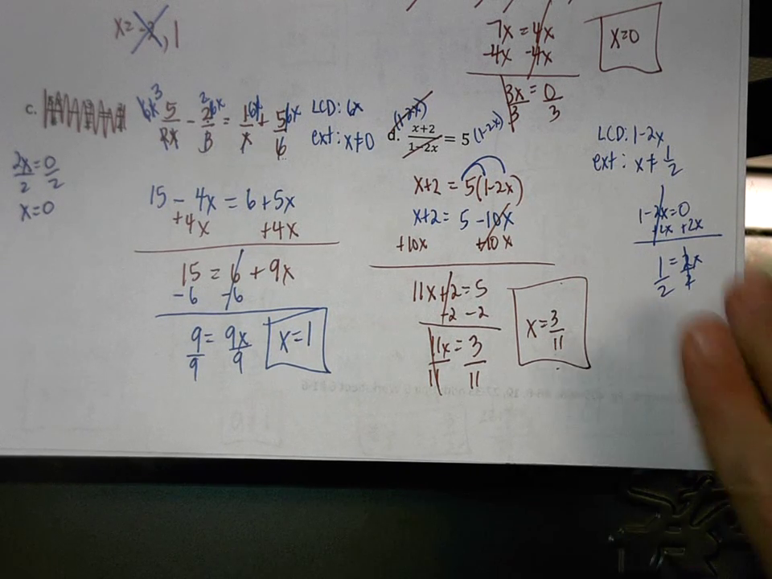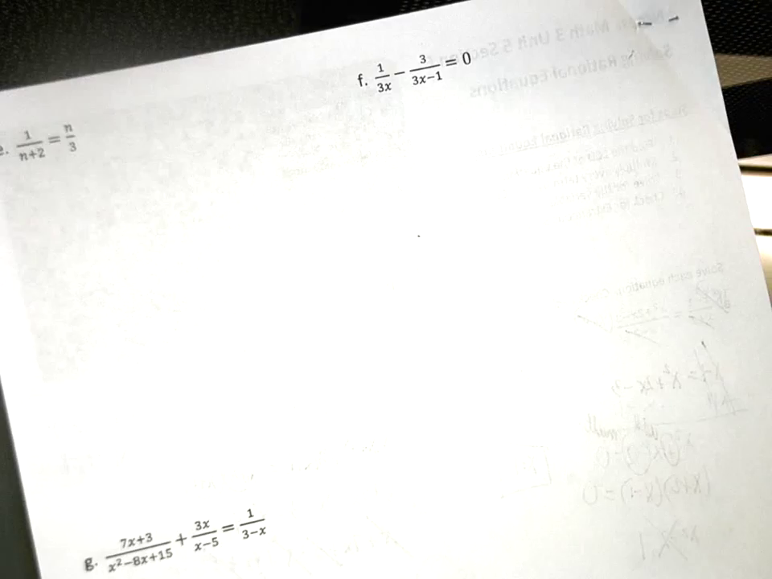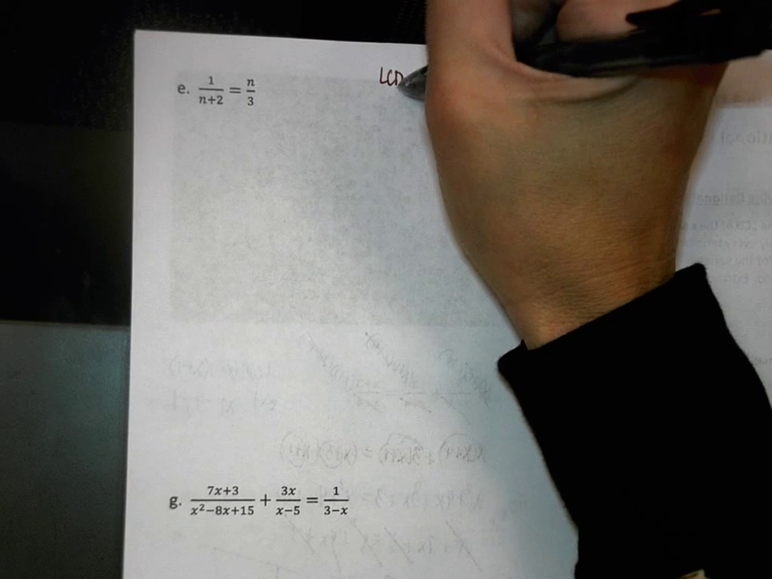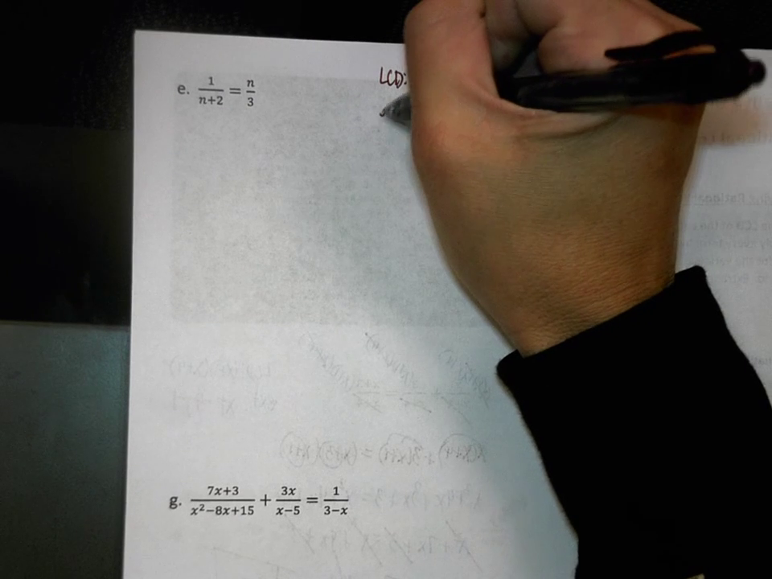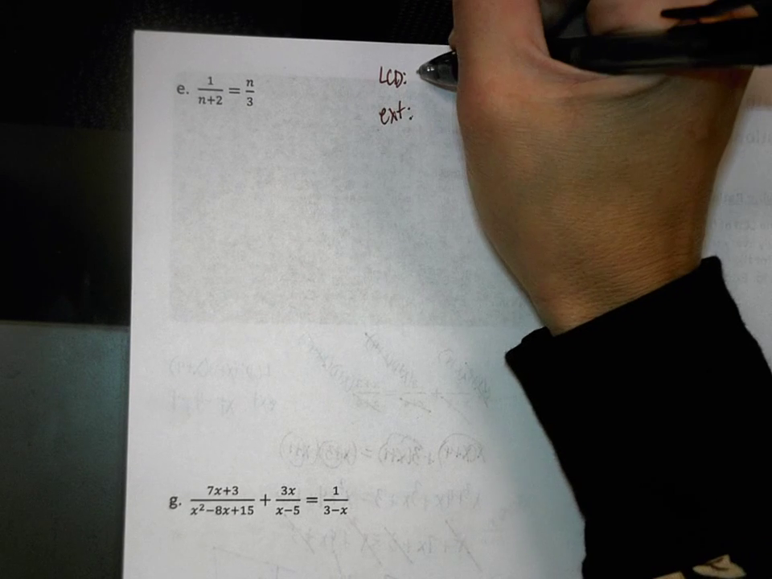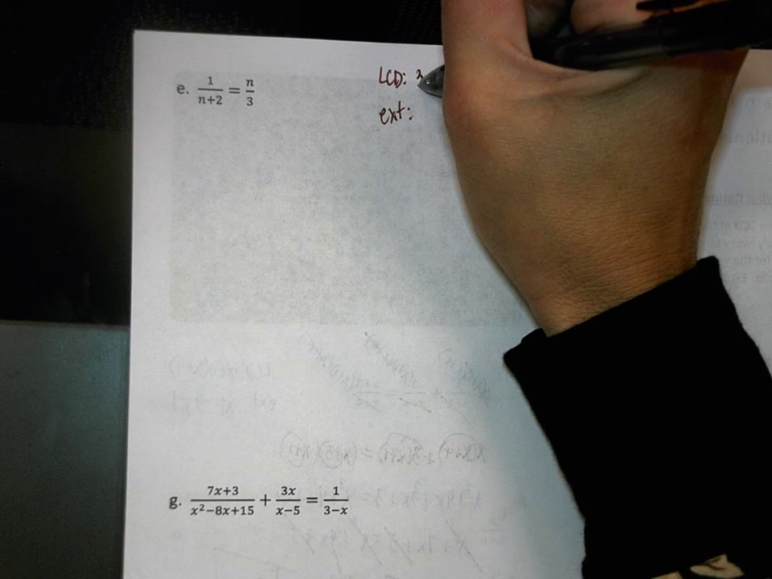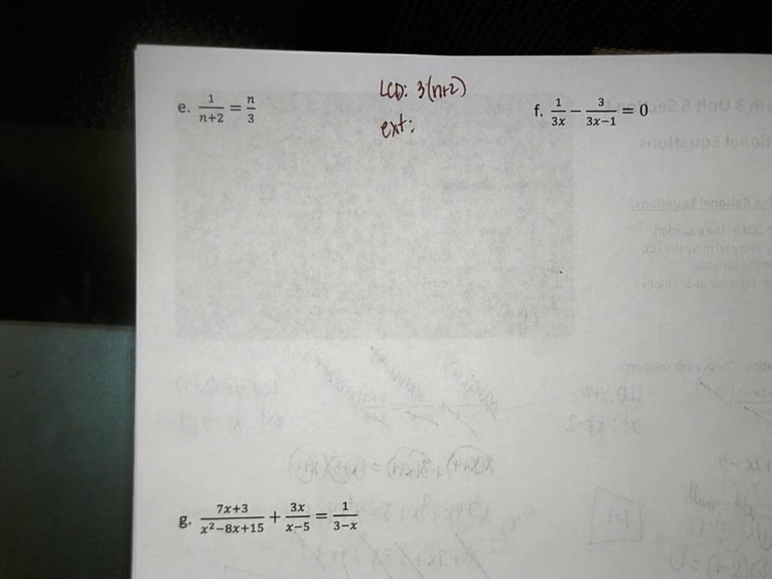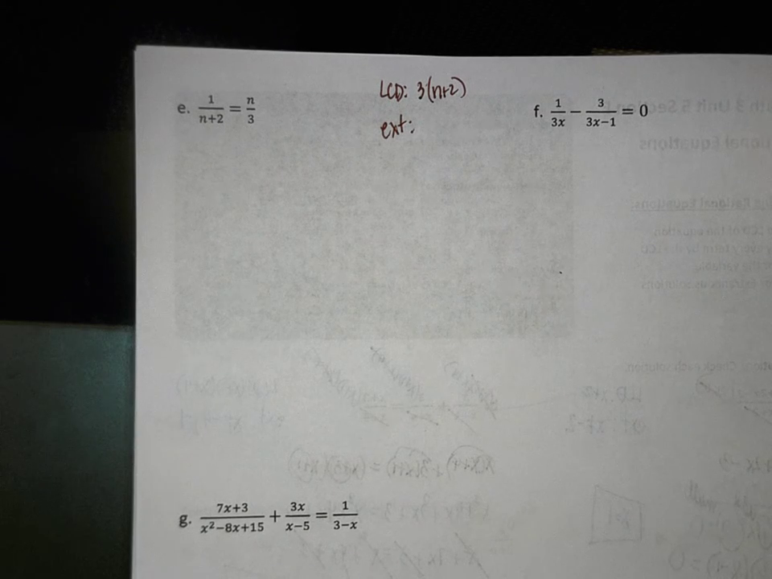All right, let's go ahead and move on here. So just a couple more problems to kind of show you all the different types that you could end up seeing. So LCD on this problem would be what? 3 over 6. Close. And you know what? I'd write it as 3 times n plus 2. Leave it factored because it will be easier to cancel out your denominators.